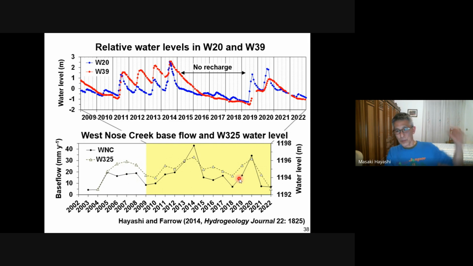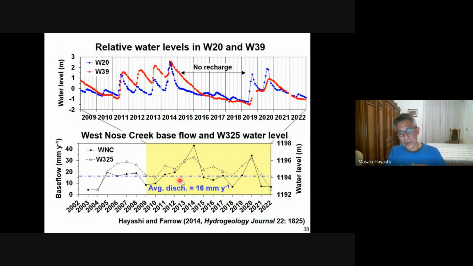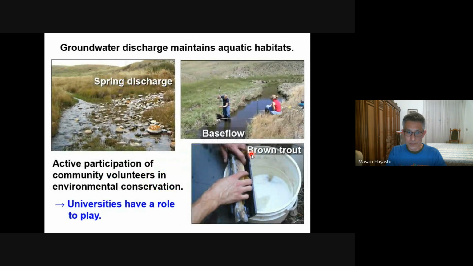So this is an example of how useful this citizen science approach can be for monitoring the condition of aquifers and also the condition of the creek and aquatic ecosystem. Overall, the long-term average discharge in the creek is 16 millimeters per year. This is roughly equal to the amount of natural recharge. So this is a balanced system, despite the ups and downs due to the variability in the weather.